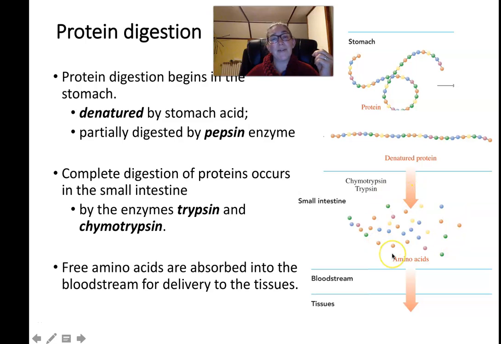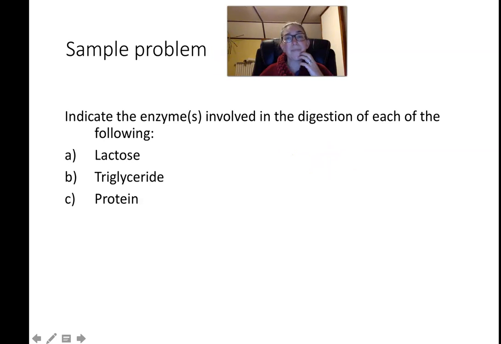Once we have them down to single amino acids, or even dipeptides and tripeptides, they are small enough to be absorbed through the intestines into the bloodstream. So we have taken carbohydrates, fats, and proteins and broken them down into smaller components, absorbed them into the bloodstream.